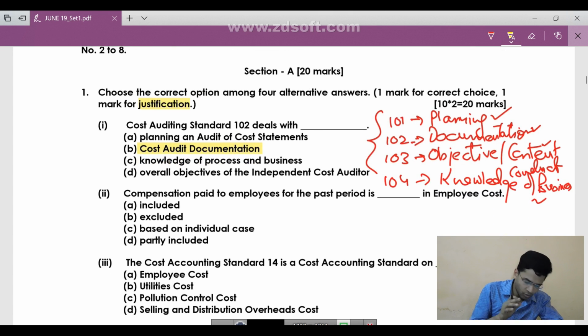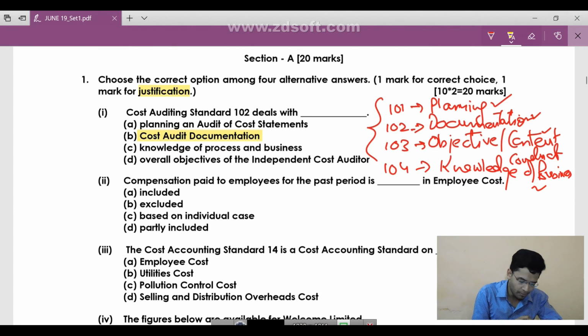Guys, answer number 2. Who will give me answer number 2? Compensation paid to employees for past period is prior period expenses. Of course, prior period expenses are excluded while computing the employee cost. And tell me, which cost accounting standard are we talking about? We are talking about cost accounting standard 7, employee cost.